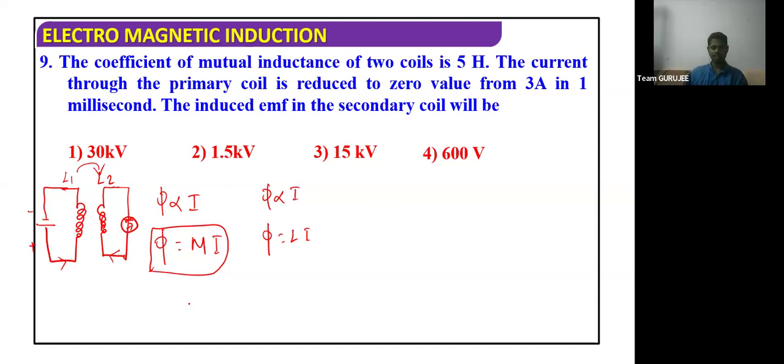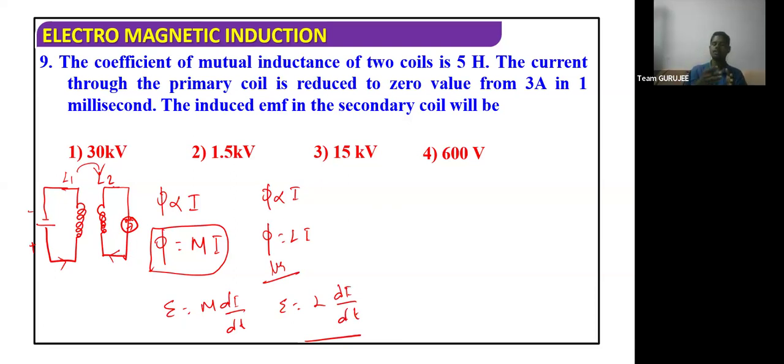This also has the same formula: e is equal to M into di divided by dt. It's similar to self-inductance, where the formula is e equal to L into di divided by dt. Mutual inductance is M into di divided by dt. Both have the same formula, but this is the difference between self-inductance and mutual inductance.